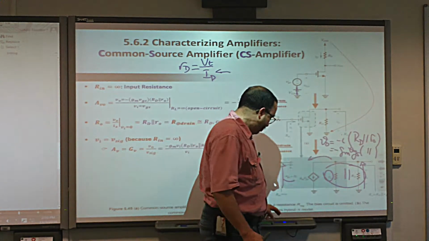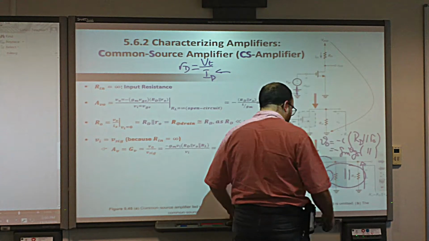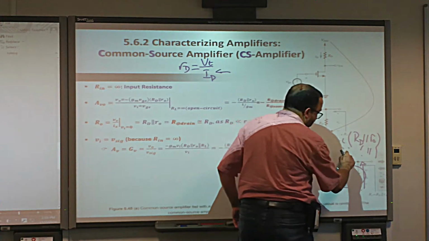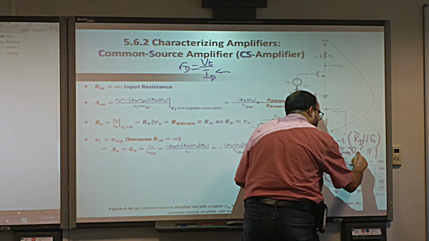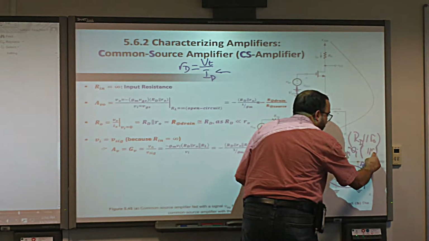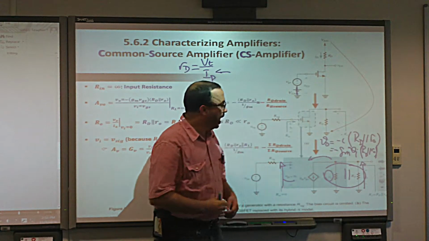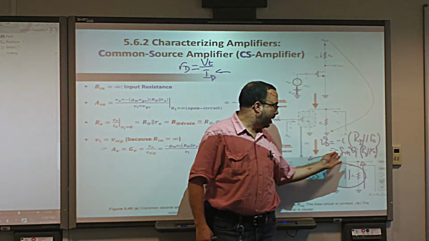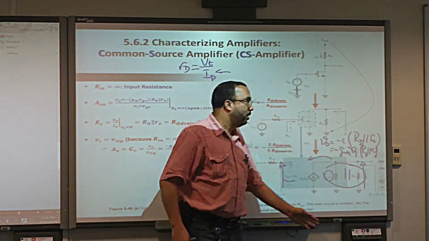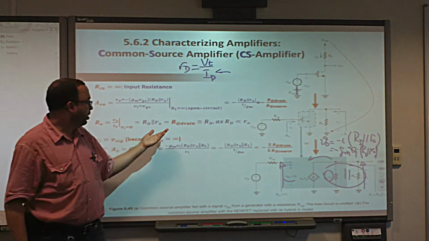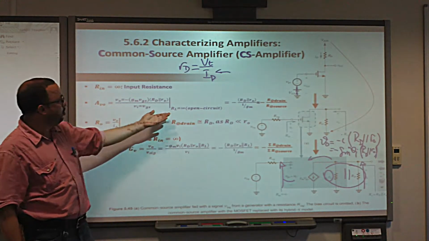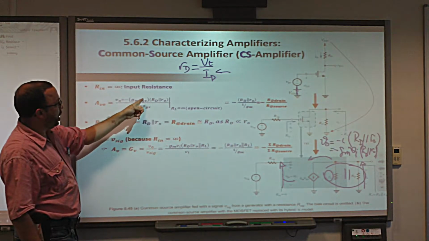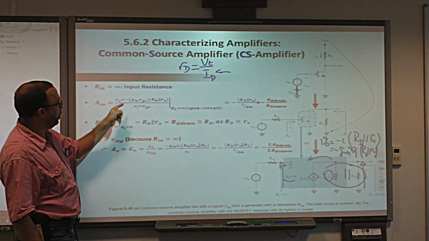So what do I just do? Instead of VGS, I will write V in, and this parallel with R0. And then from this equation, I will bring V in under V out. And then minus gm times RD in parallel with R0 will be the open circuit voltage. So minus gm VGS, and that's the output.